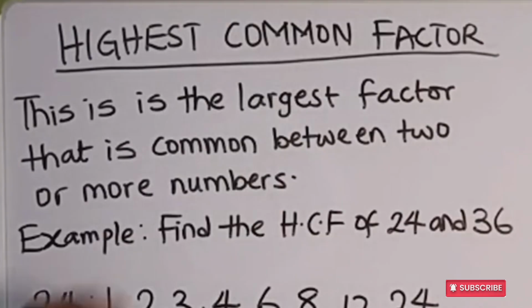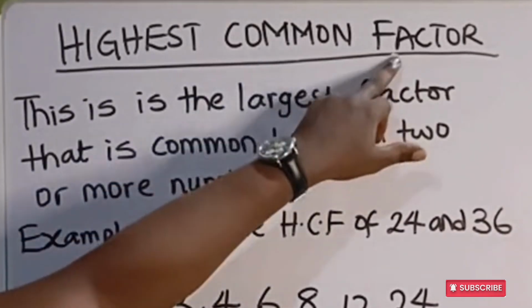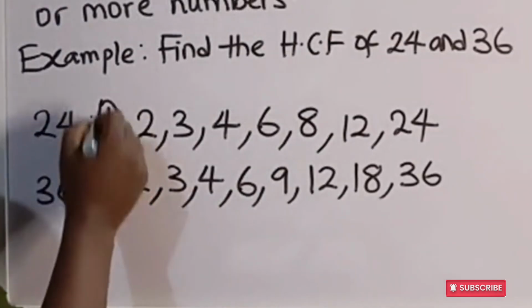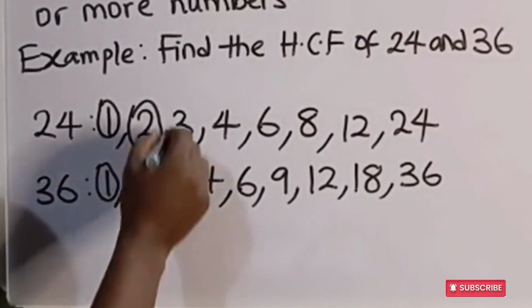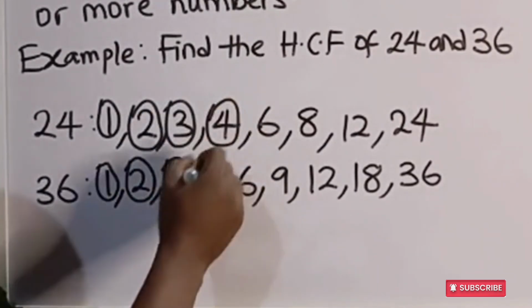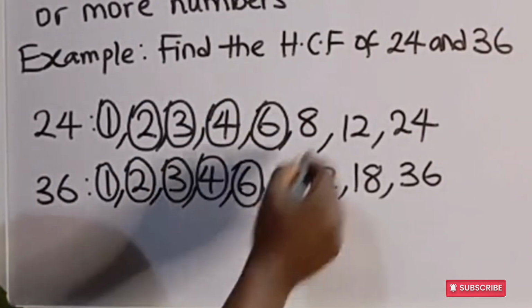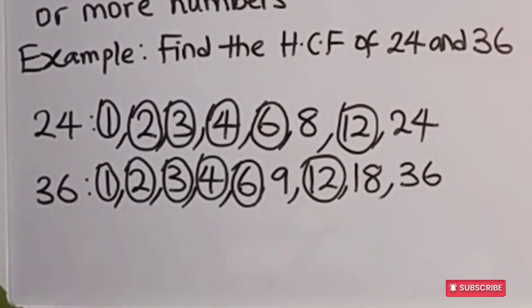So remember, we have written the factors. So now let's circle the common factors. So 1 is common here. 2 is also common. 3 is common. 4 is common. 6 is common. 12 is common. So these are the common factors of 24 and 36.